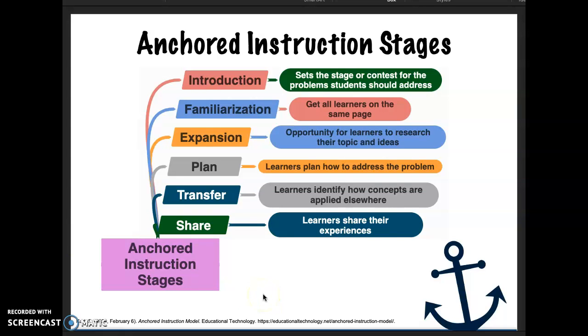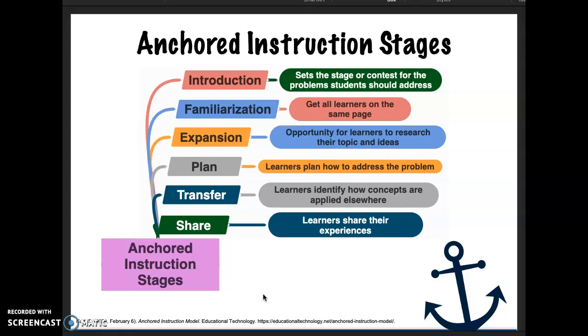Next, I looked at anchored instruction stages, so there are different parts of this. After the introduction, where the stage is set, familiarization is a big part. Is everyone on the same page? Are the expectations the same, and so on? With expansion, can the learners learn more about that topic? Is it something that interests them, and does it give them the opportunity to go further and learn more?